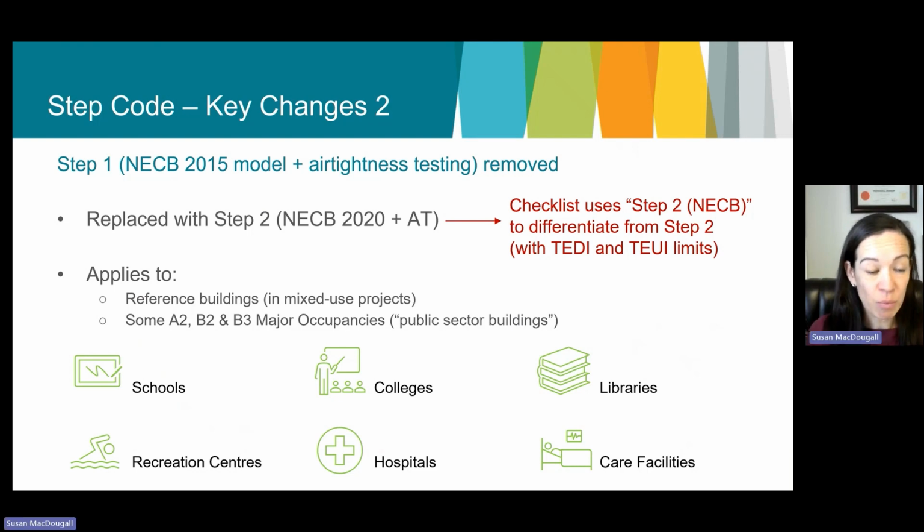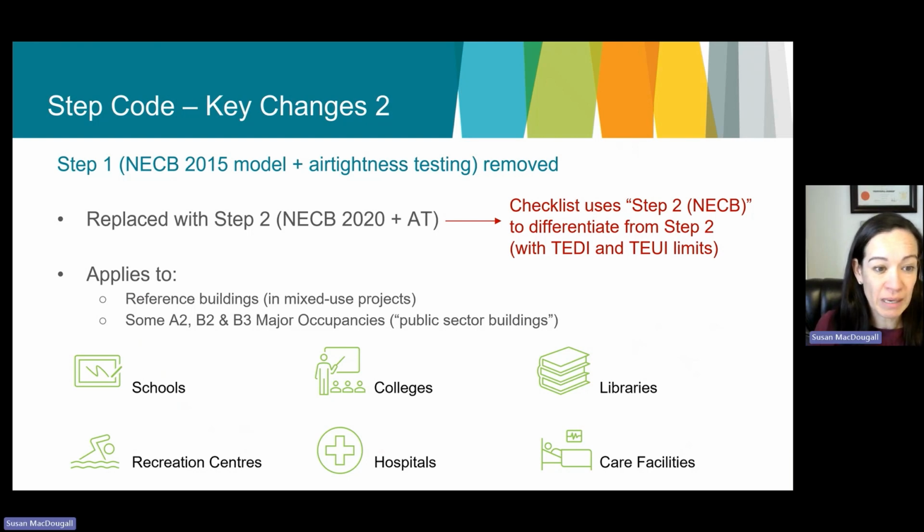So this removal of Step 1 and upgrade to Step 2 NECB applies to any reference buildings and mixed-use projects. So for example, if you had a warehouse and office building that had both occupancies, the office building has TEDI and TUI limits, so it would be under the STEP code occupancy, but the warehouse does not. So it would require a reference model using NECB 2020 as required in this part of the STEP code.